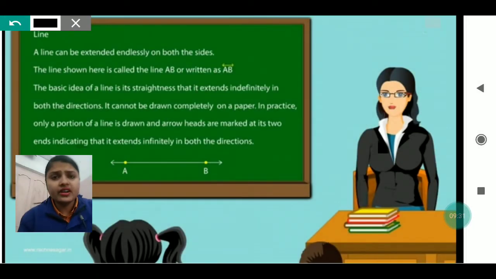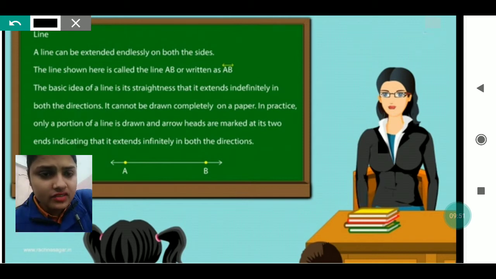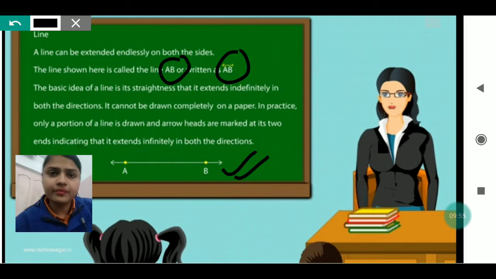See what is written. A line can be extended endlessly on both the sides. If this is a line, it can be extended to both the sides because it doesn't have a starting or an ending point. Next, the line shown here is called line AB, and it can be written like this, and also like this.